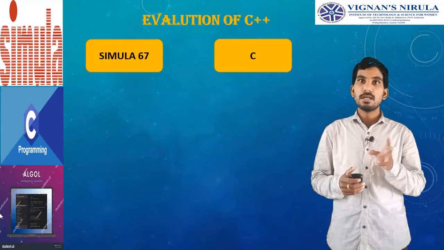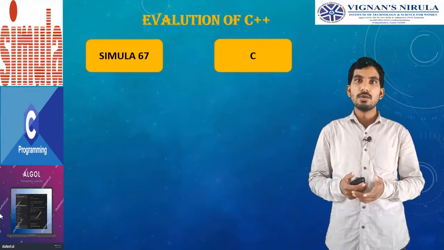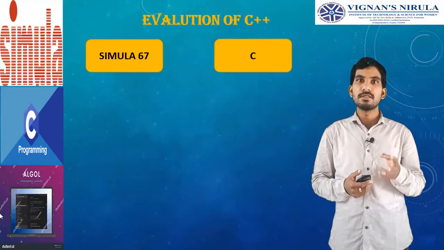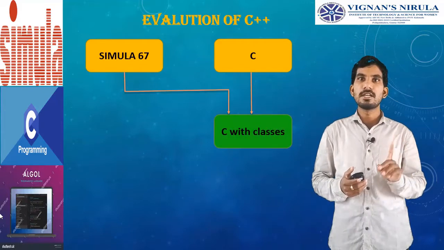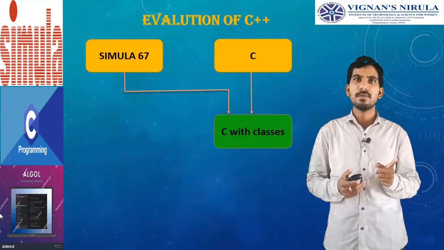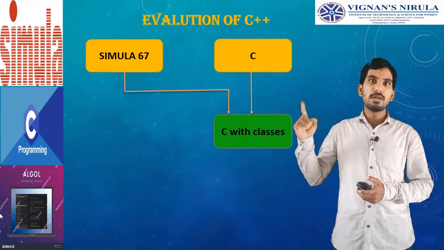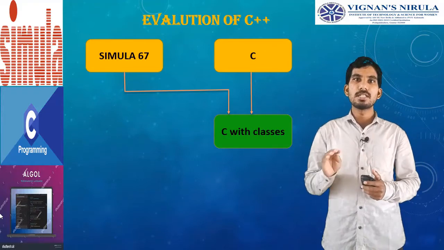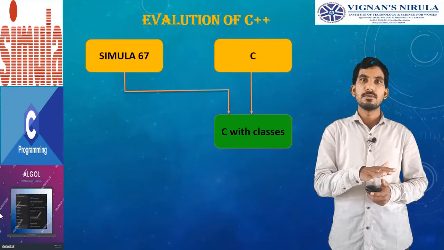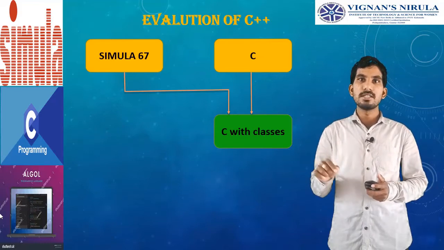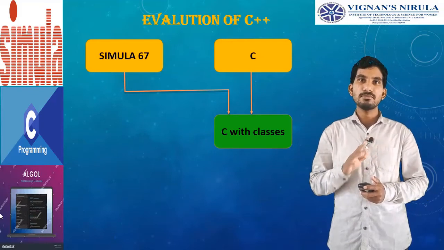With the help of Simula 67 and the C language, they derived a new programming language. Here "they" means Bjarne Stroustrup and his team. They derived a new language called C with classes, not yet C++. Classes are taken from Simula 67, and whatever features are available in C programming are all included in C with classes.